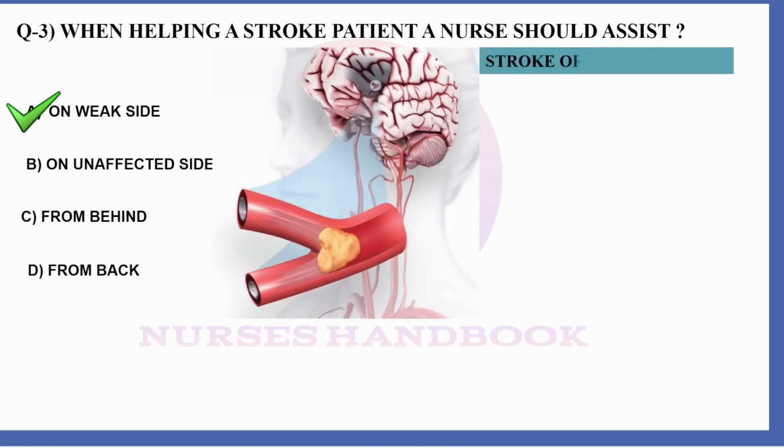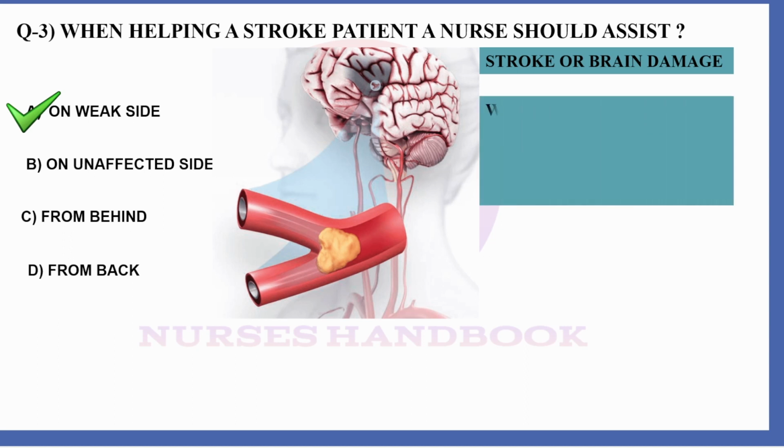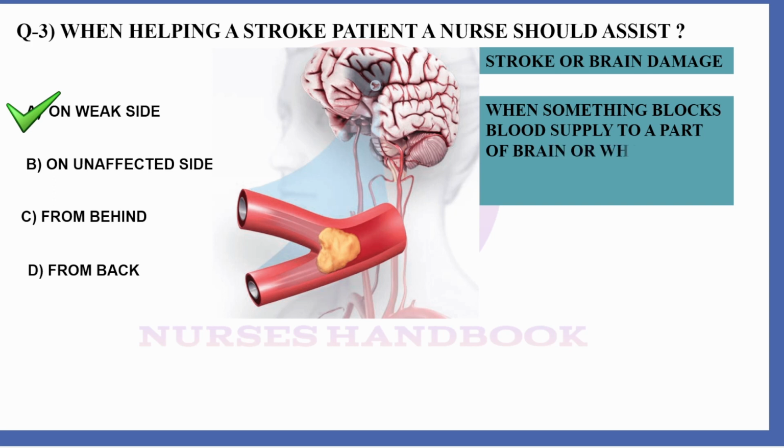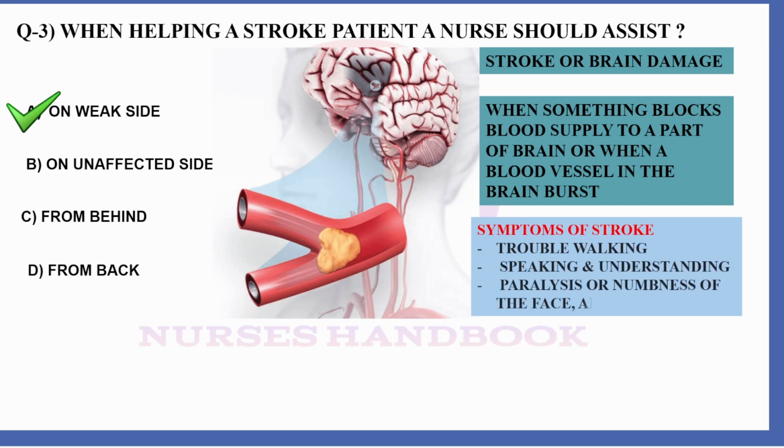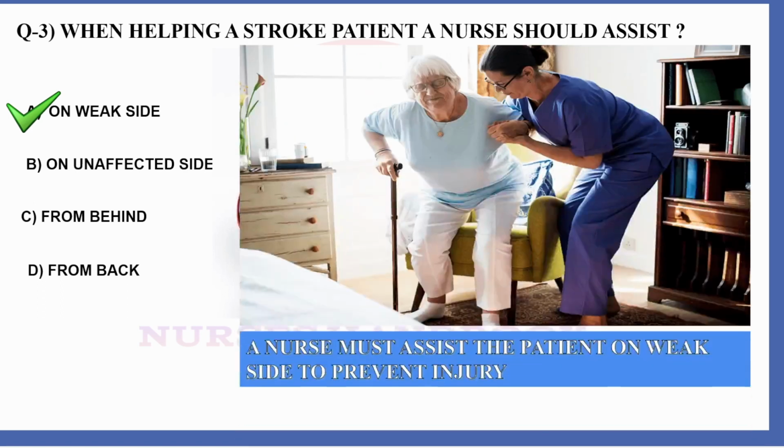So what is a stroke? Stroke is also known as brain damage, when something like a clot or embolism blocks the blood supply to a part of the brain, or when a blood vessel in the brain bursts. It is called a stroke. What are the common symptoms of stroke? First is trouble walking, trouble in speaking and understanding, paralysis or numbness of the face, arm or leg. So, a nurse must always assist the patient on the weak side to prevent injury.